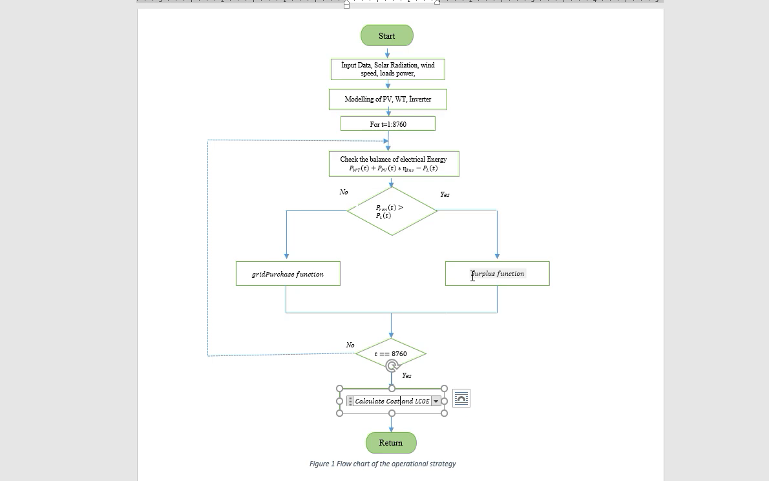So going into further detail, what will be done in the surplus function and the grid purchase function. As indicated by the name, in the surplus function the basic load is met by the renewable energy source. So we have to manage the surplus: either we sell this extra energy to the grid, or we manage the shiftable load. And in the grid purchase, as indicated by the name, we have to purchase energy from the grid to meet the load demand.